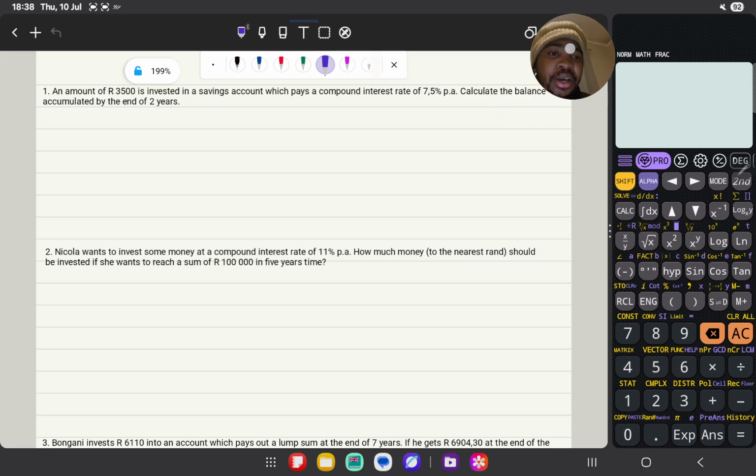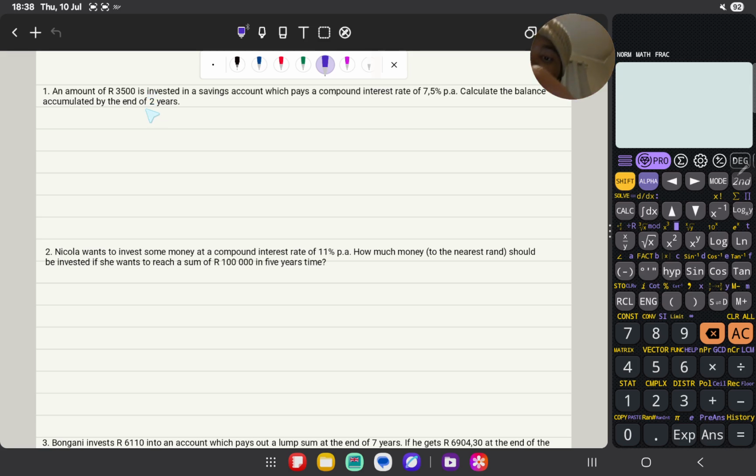So yeah, we have the first question here. They say an amount of 3,500 is invested into a savings account which pays a compound interest of 7.5. Calculate the balance accumulated after 2 years. See, it's exactly the same question. We just changed the simple interest to compound interest.